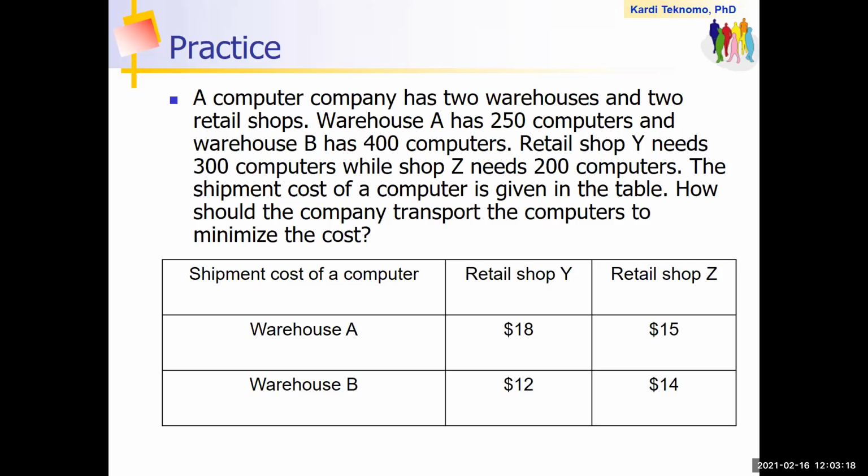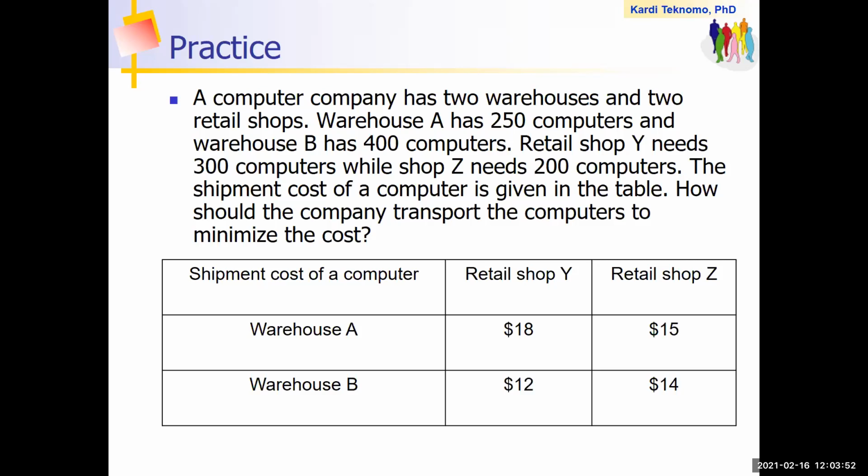Say a computer company has two warehouses, warehouse A and B, and two retail shops, Y and Z. Warehouse A has 250 computers, warehouse B has 400 computers. This is representing the constraint. Now, retail shop Y needs 300 computers, while shop Z needs 200 computers.